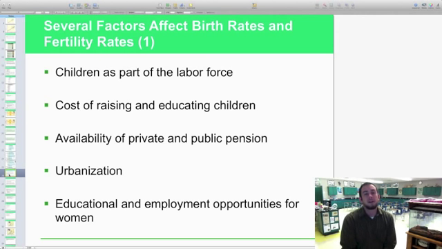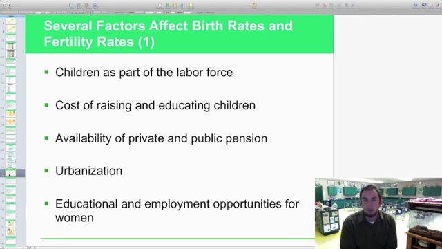All right. So several factors affect birth rates and fertility rates, and these are some interesting ones to note. Obviously, children being a part of the labor force has affected birth rates. In areas that need children to run farms and do things, they're going to have a higher birth rate. The cost of raising and educating children, depending on that cost, could you want to have more kids? I don't know, your parents are probably stressed out right now trying to find money for college. And that's a high price. So maybe we're not having as many kids because we're trying to only send a few to college.